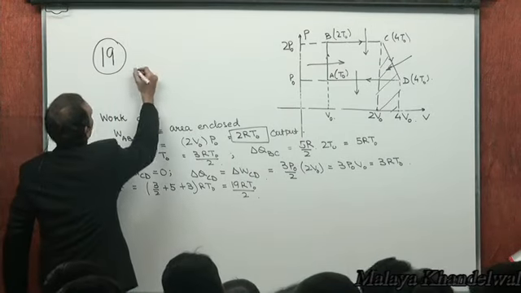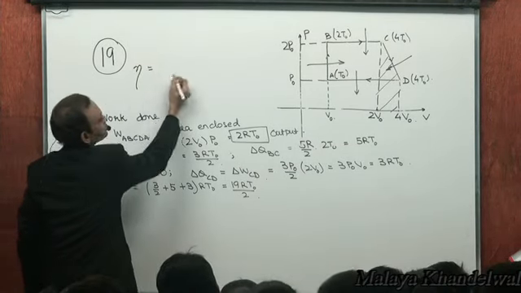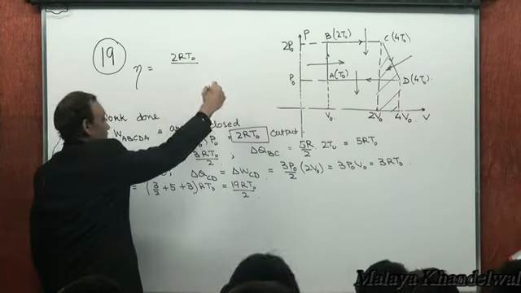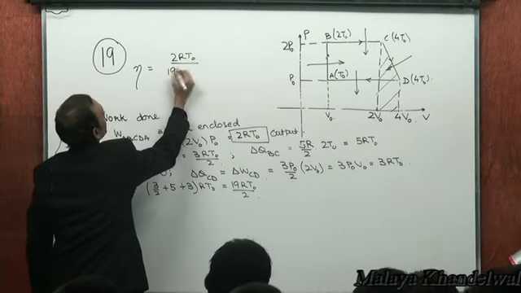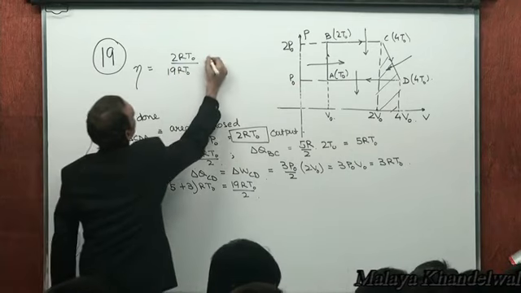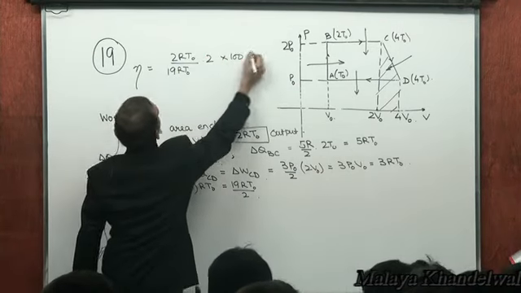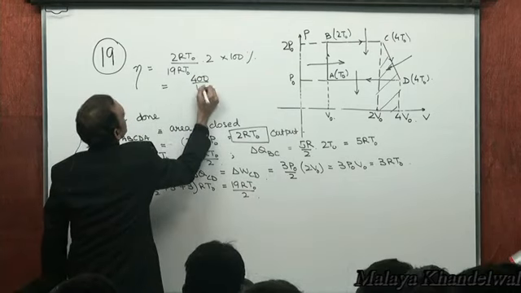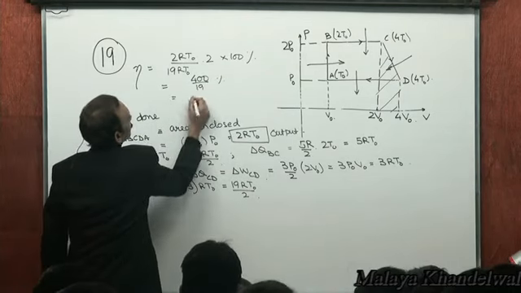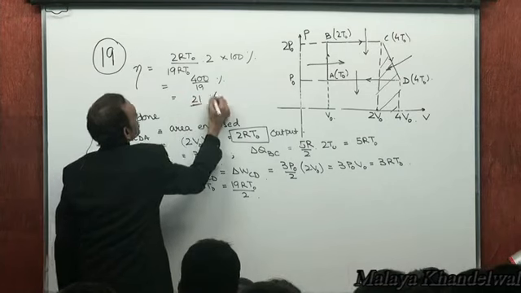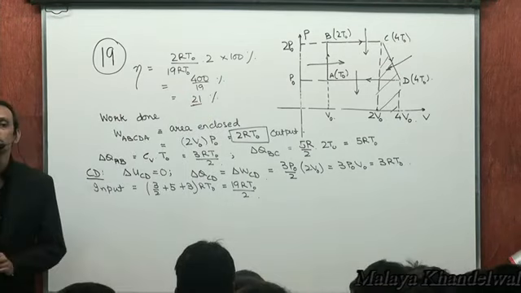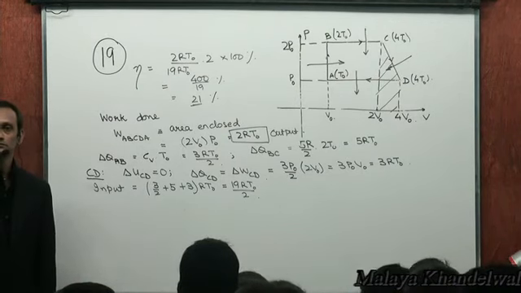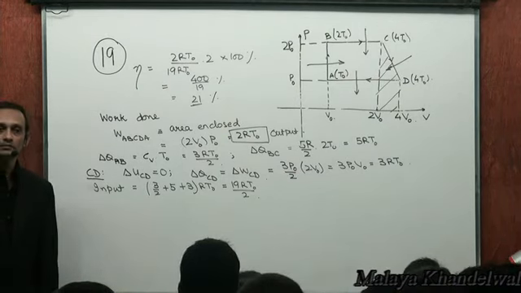So the efficiency of the cycle is output, which is 2 RT naught divided by input, which is 19 RT naught by 2, into 100. That's the percentage efficiency. 400 by 19%. Roughly 21% is the efficiency, approximately, of the cycle. Got me?